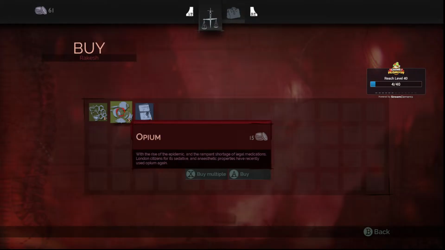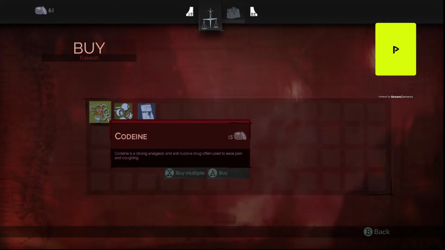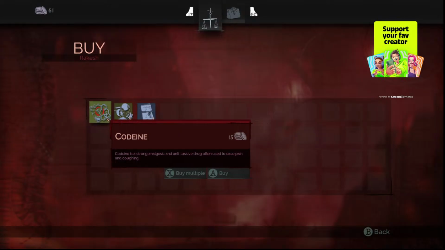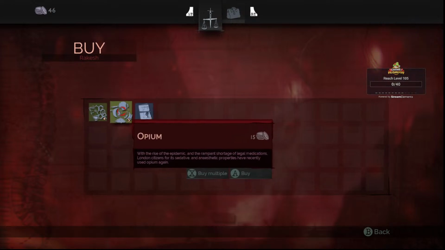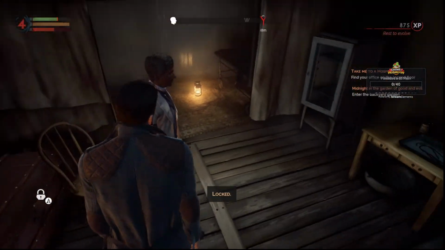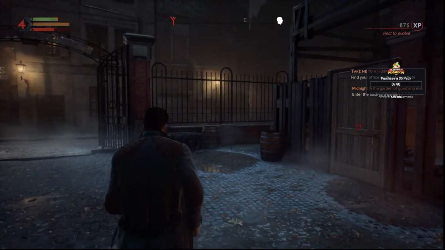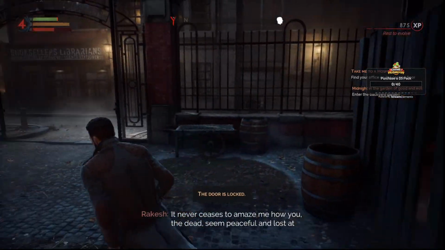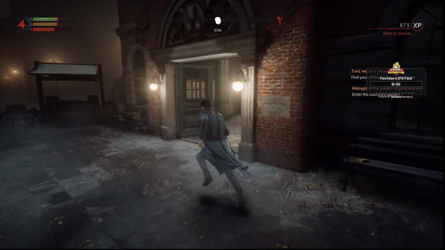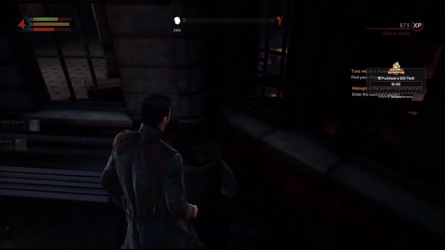Opium. Codeine. I'm gonna buy one of these codeines. It's locked. Can I give that guy codeine? It's locked. That has the messed up neck. Here you go, man. Pop one of these.